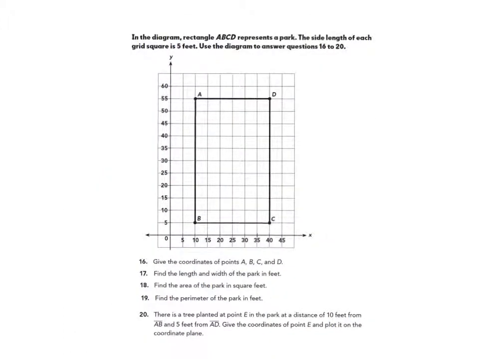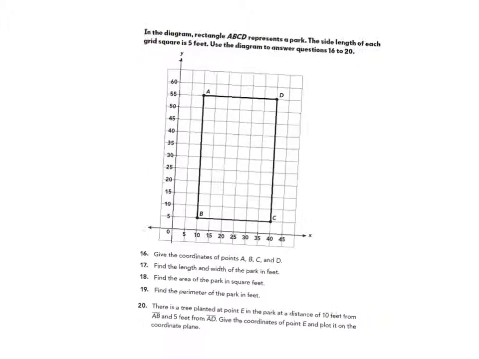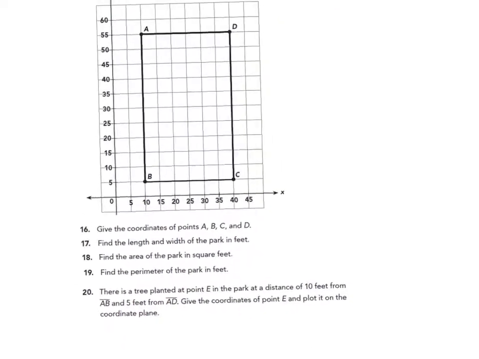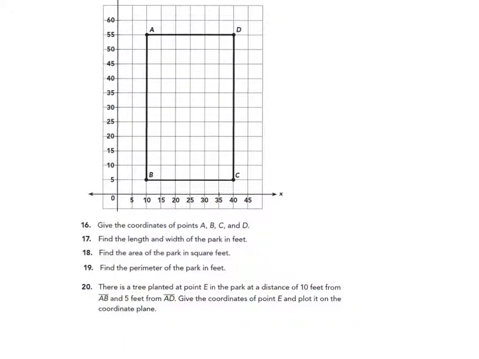Here's one that's similar. You can pause it here and try to do it, and then we'll go over it. Okay, so if we look at this, first they want the coordinates of A, B, C, and D. I'm just going to go through here and see that point A is at (10, 55), point B is at (10, 5), point C is at (40, 5), and point D is at (40, 55). So I've got those points.